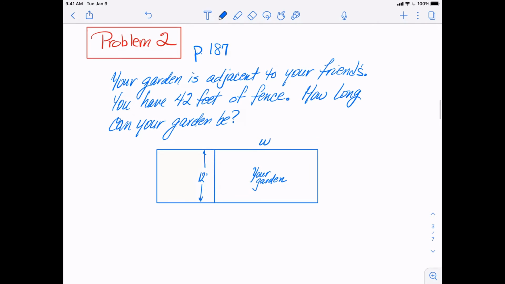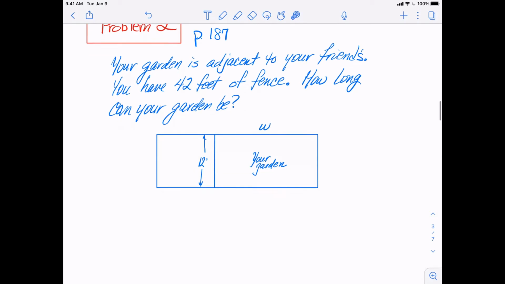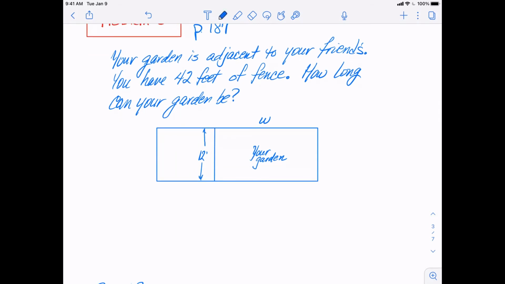Problem number 2 is a word problem, and I'll summarize it here. You have a garden that is adjacent to your friend's garden. There's your friend's garden. You have 42 feet of fence to cover up your garden, and we want to know what are the possible lengths of your garden. So let's see. The perimeter of your garden has to be 42 feet or less.